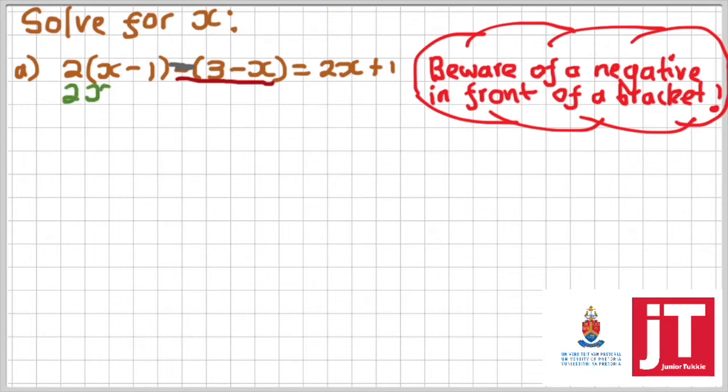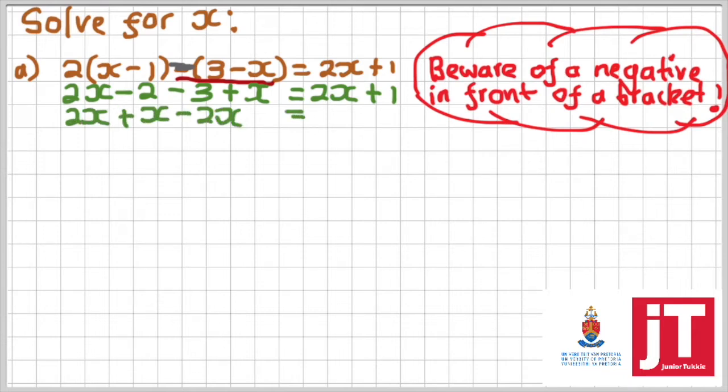So we're going to say 2x minus 2 minus 3 plus x is equal to 2x plus 1. Thereafter, we've just removed the brackets. Thereafter, we're going to group the like terms. We're going to take all the x's and write them on the left-hand side and all the constants on the right-hand side. So we're going to have on the left-hand side 2x plus x minus 2, that is equivalent to 1 plus 2 plus 3. Then solving for x, we're going to have x is equal to 6.